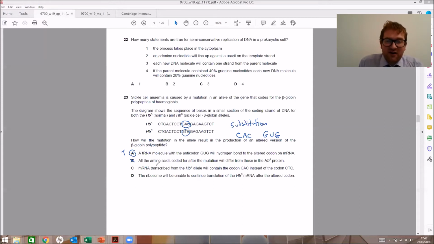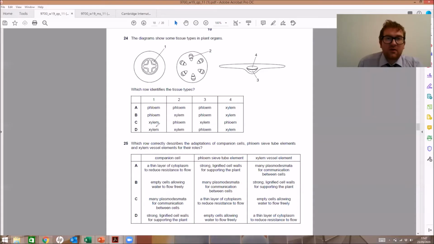The mRNA transcribed from the sickle cell allele will contain the codon CAC instead of CTC. Well, no, that's not correct either, because we clearly know that this is the one we'll have in the new DNA. This is what will be made. It'll be GTG. Okay, so option C is incorrect. The ribosome will be unable to continue translation of the sickle cell RNA after the altered codon. Well, this is incorrect, because unless that mutation formed a stop codon, which it has not, then translation will still occur as normal.